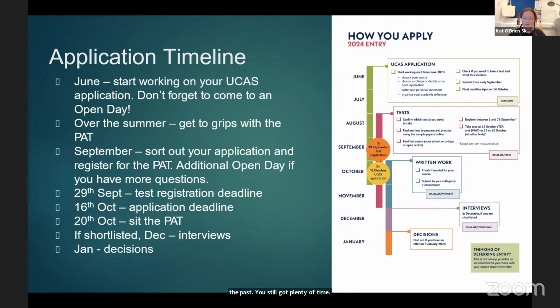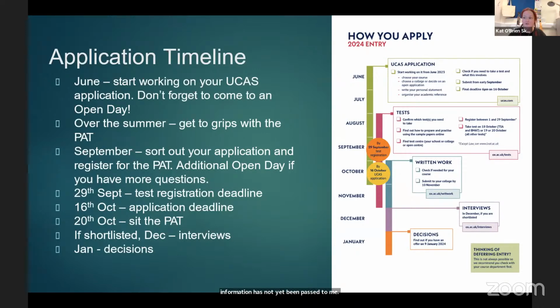Your UCAS form is due in on the 16th of October. So you will have to have applied to Oxford before you actually sit the PAT, which is on the 20th of October. I'm afraid I do not know what time the PAT is at. That information has not yet been passed to me.